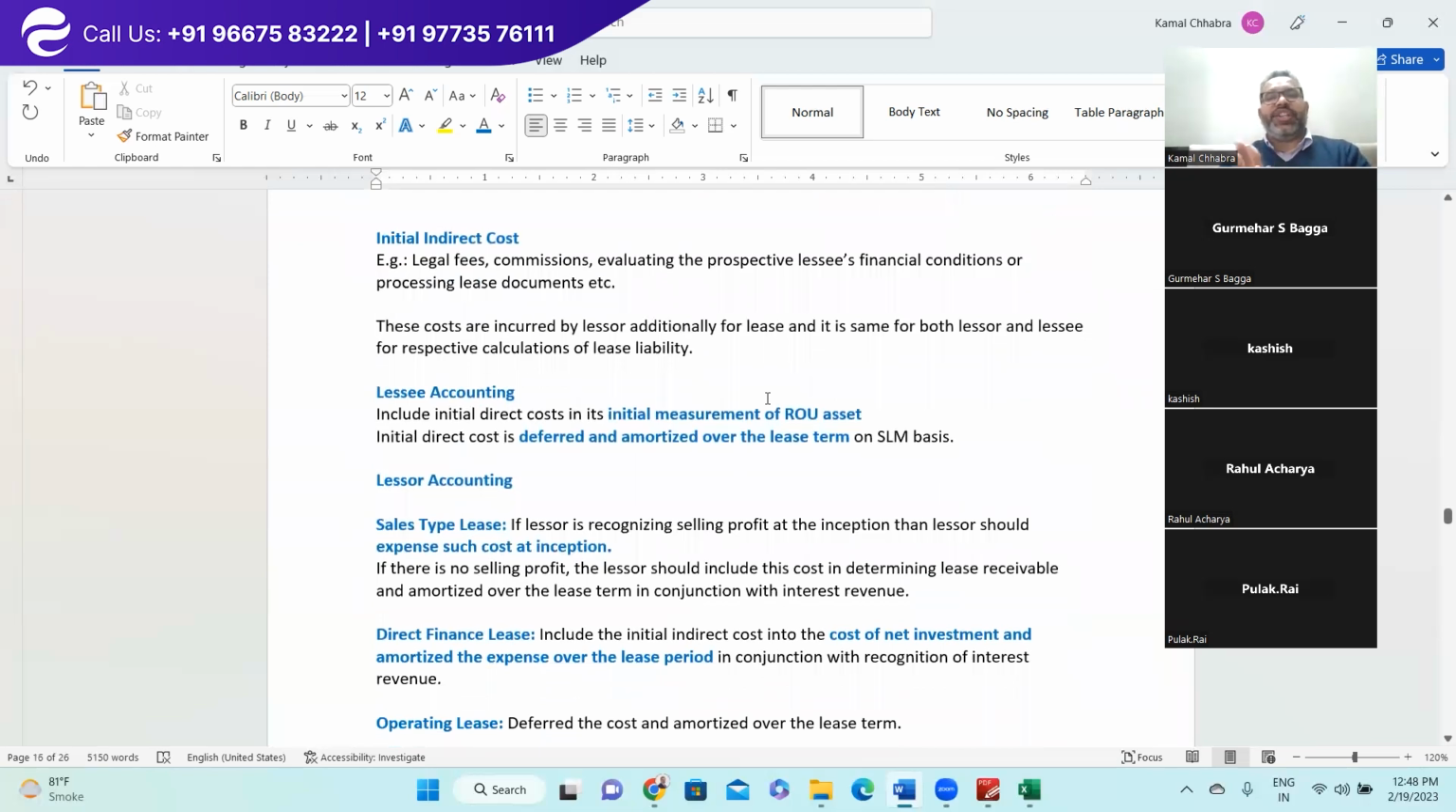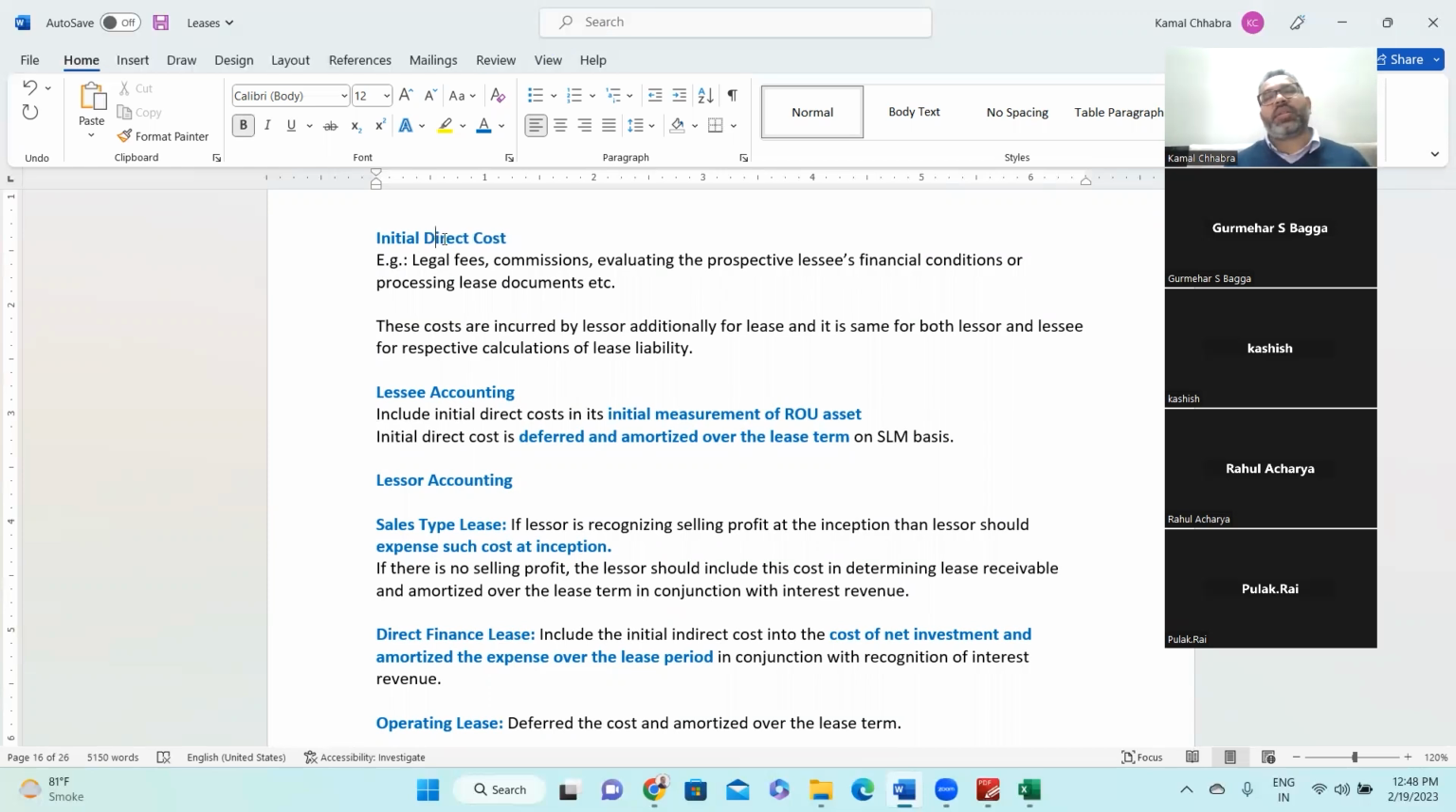Right. The next topic is initial direct cost, IDC. I don't know why it is mentioned as indirect. Initial direct cost is the cost of making that arrangement, whatever cost is directly related to that lease agreement. That can be legal fees, commission, evaluating the prospective lessee's financial condition, or processing the lease document. Any such expense comes under the initial direct cost. These costs are incurred by the lessor additionally for the lease, and it is the same for both lessor and lessee for the respective calculation of lease liability, right?